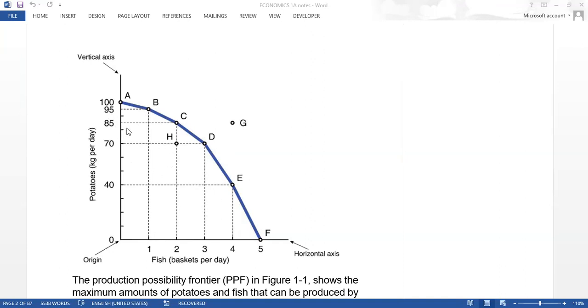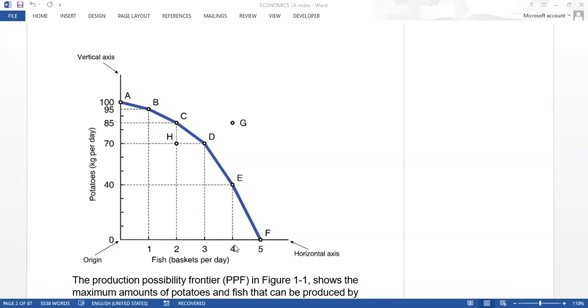Point C, it's 85 kgs of potatoes and 2 baskets of fish. Point D, it's 70 kgs of potatoes and 3 baskets of fish. And at point E, you can see that there's production of 40 kgs of potatoes and 4 baskets of fish.